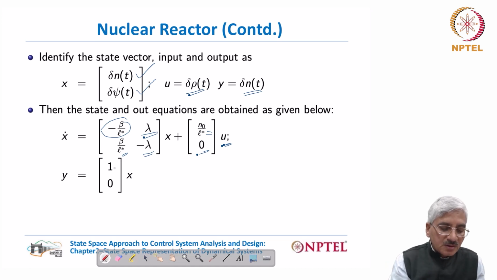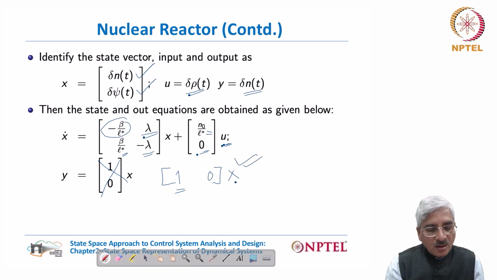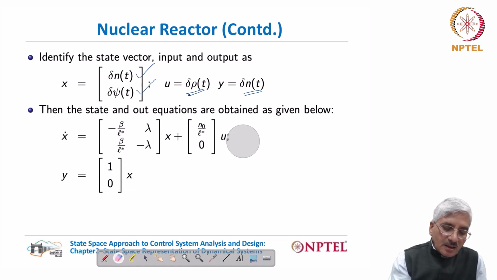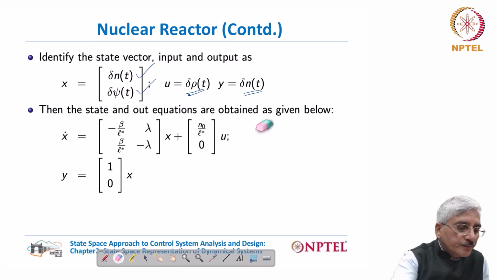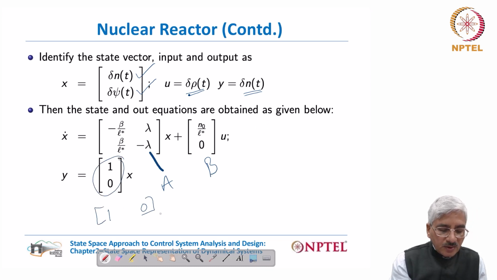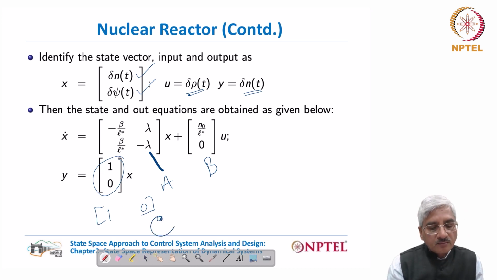Output is neutron density, which is the first state. I'm sorry, this is to be written as the row vector 1 0 times x. So the output is neutron density, 1 into x1, 0 into x2. So this is the output matrix. So we get for the nuclear reactor these A, B and C matrices. This is the A matrix, this is the B matrix, and this one, as I told, is 1 0, a row vector, the C matrix. We get this model of the nuclear reactor.